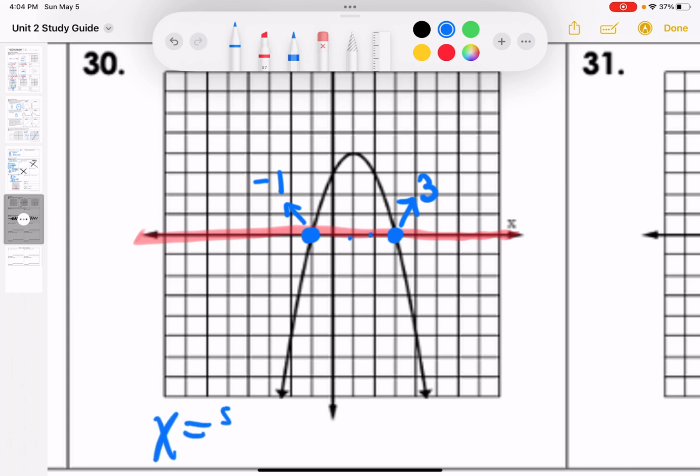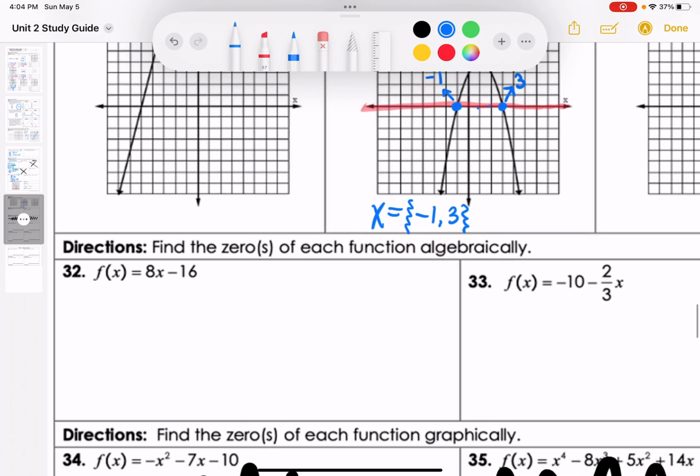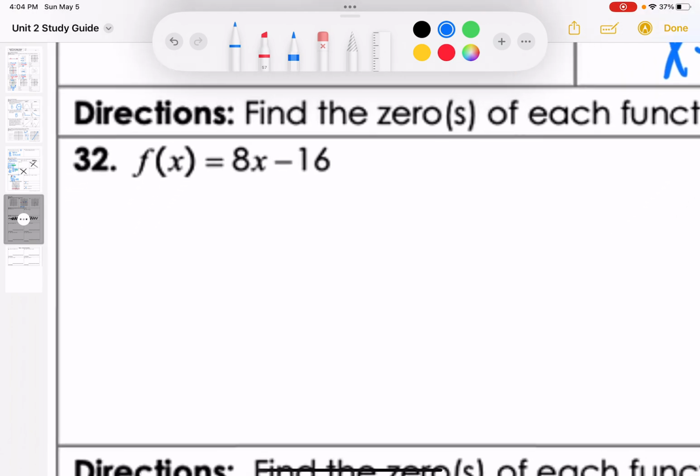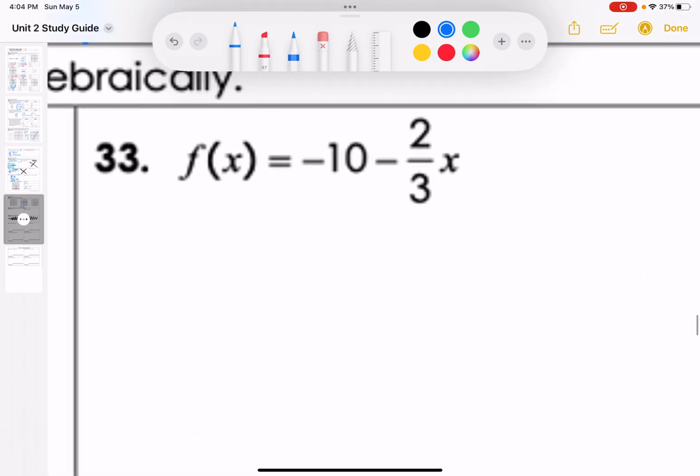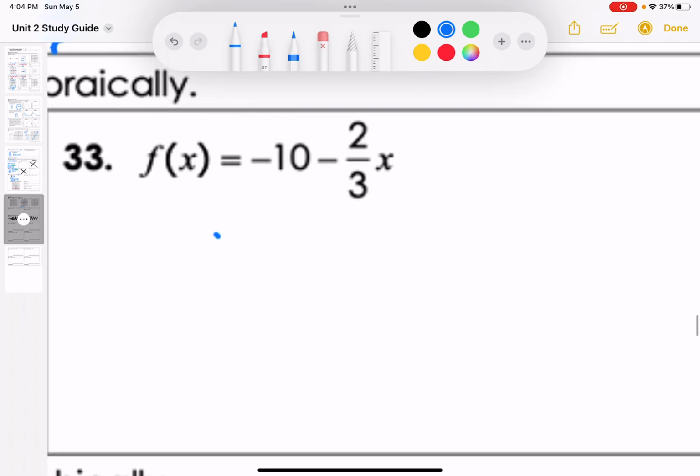So when I write it, I'm going to write it as a list. So I'm going to use my squiggly brackets, and I'm going to have -1, 3. All right. For 32 and 33, you're finding it algebraically. So I'll do 33 because there's a fraction. So you're going to take the function and you're going to set it equal to 0.